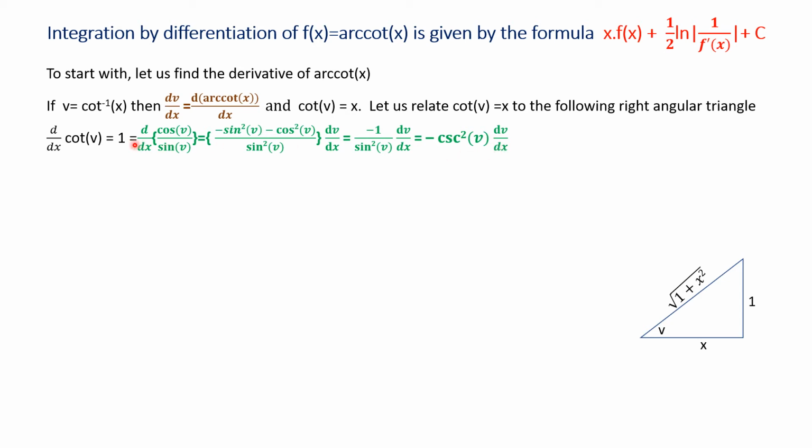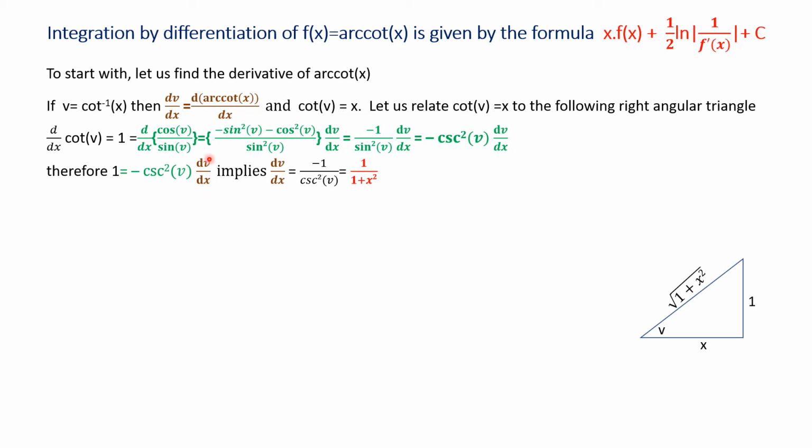So we started from the derivative of cot of v and we went to values that are equal all the way to the end. So we're going to take from 1 and we're going to equate 1 to the last term. So therefore 1 equals negative cosec square of v multiplied by dv by dx.